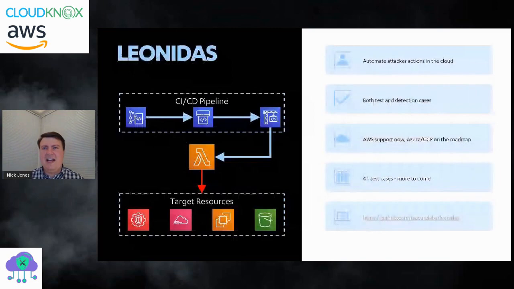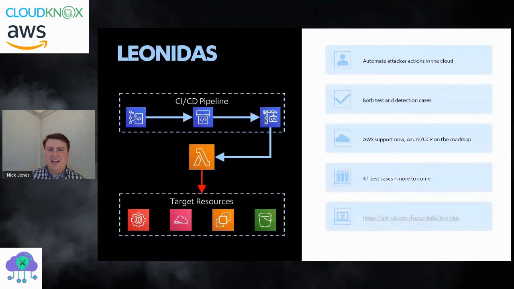And so to go along with that, we released Leonidas, which is a tool for automating a lot of this stuff, both the attack simulation and the attack detection piece, and writing the detection cases. Right now, AWS only. We are not actually that far off Azure and GCP now. We're starting to test some of those out. There's currently 40 test cases in there, or 41 for AWS, but we're pushing more out all the time. And you can grab it over at our GitHub now, F-Secure Labs, Leonidas.